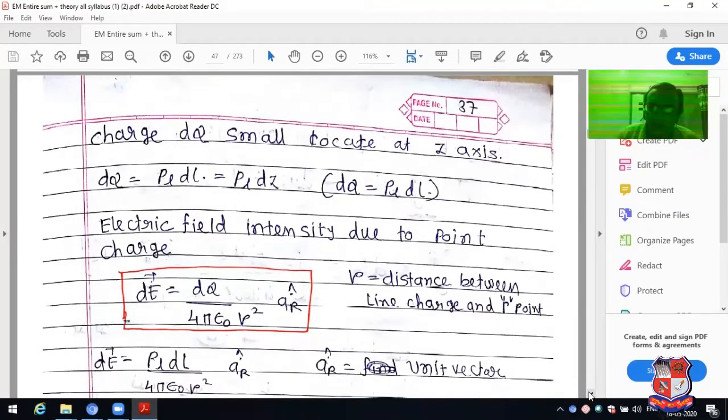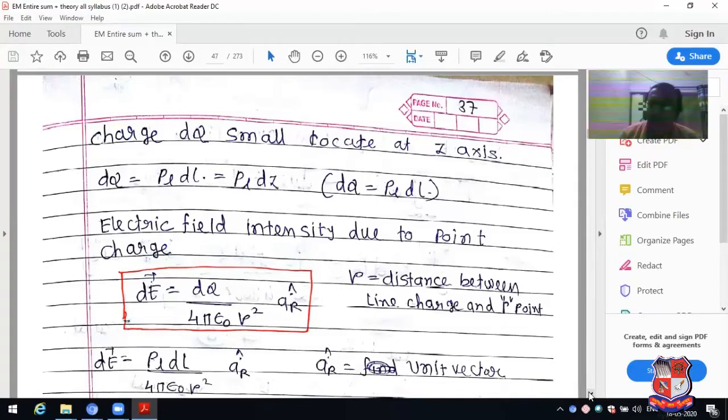So dq equals rho L dl. Rho L means what? Line charge density. Rho S means what? Surface charge density. Rho V means what? Volume charge density. Charge distributed per unit line is known as line charge density. So dq equals rho L dl, and dl equals dz.